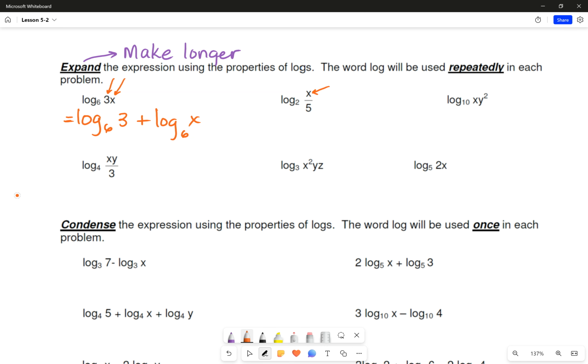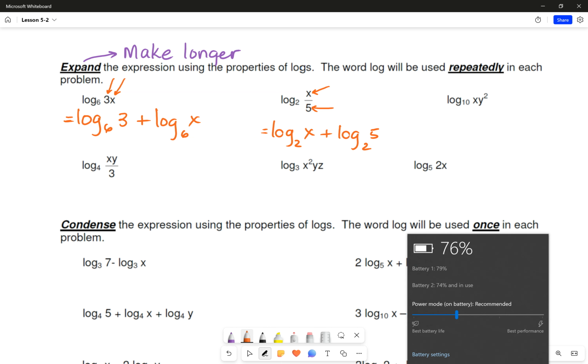Here you have two values that are dividing. So that means I should have two logs. So equals log base 2 of x plus log base 2 of 5. So when multiplying, you expand it to add.